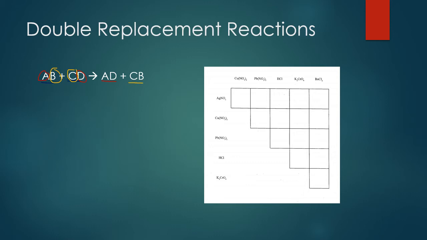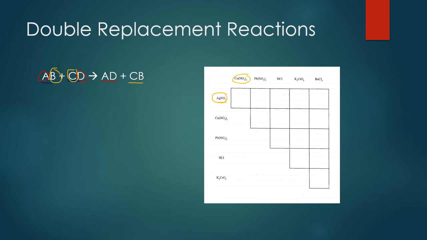So you'll notice another chart for listing your observations. There's a lot more reactions on this side. So we're going to start with silver nitrate and follow our way across. So our first reaction is going to be with silver nitrate and copper 2 nitrate.